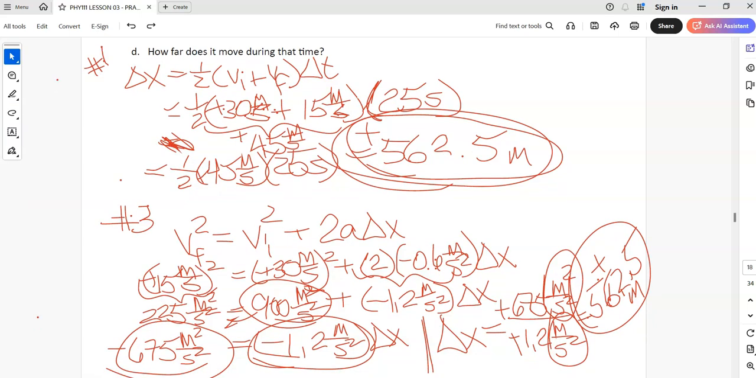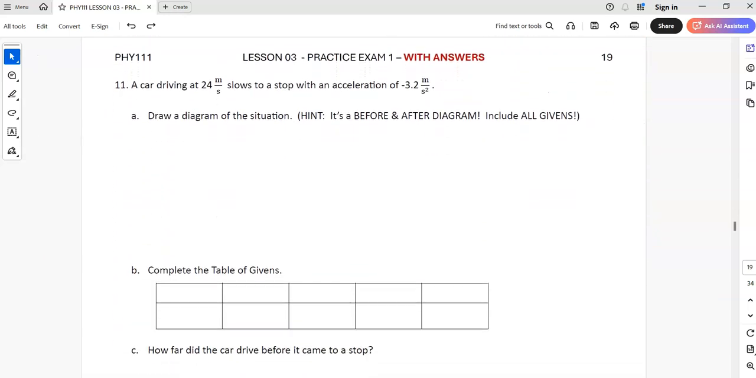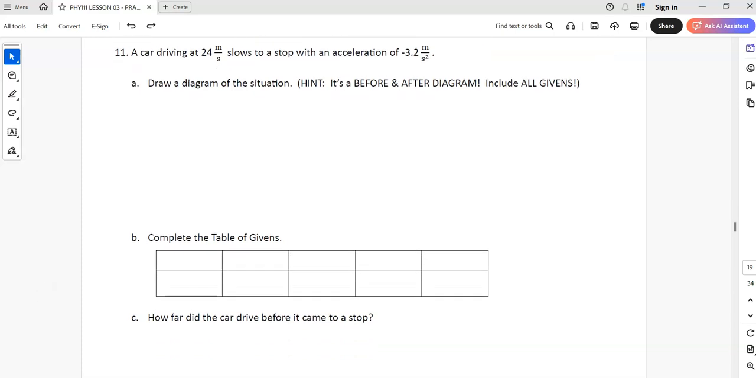Okay, so let's take a look at our next problem. Now, on your exam, you're not going to get your problems in order, where all your horizontal problems are grouped together and all your vertical problems are grouped together. Things might be mixed up, so you have to read every question carefully. But this is another example of a horizontal kinematics problem.